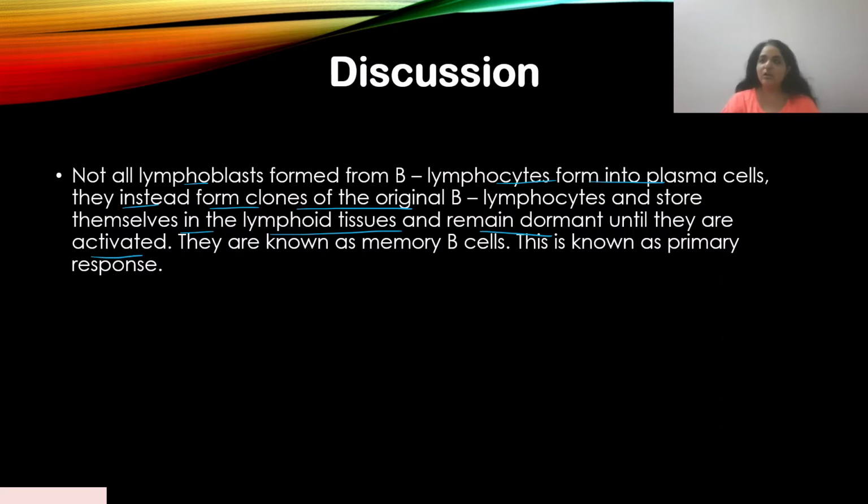Not all of them will turn into lymphoblasts and then plasma cells and so on. Some of them get stored. Some of them remember this: this particular antigen came in, attached, and now I need to remember it. So these lymphocytes will remain in the lymphoid tissues, dormant there until they are activated. They are known as memory B cells. This is known as the primary response.